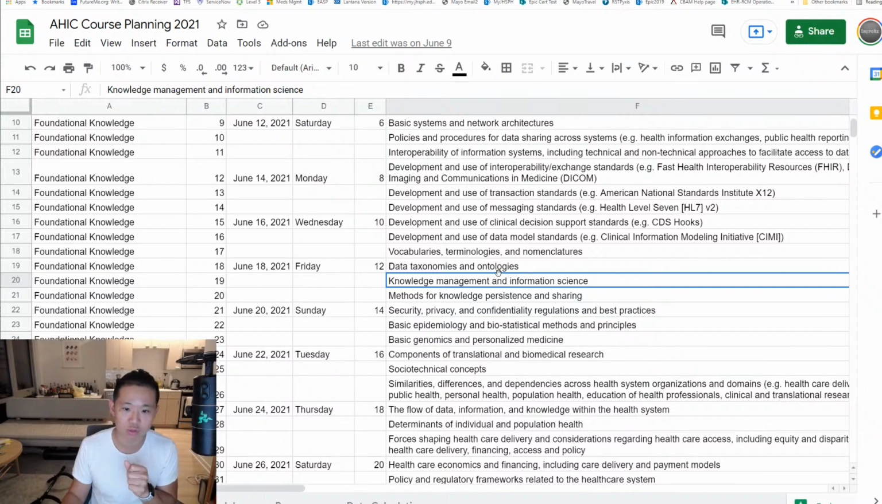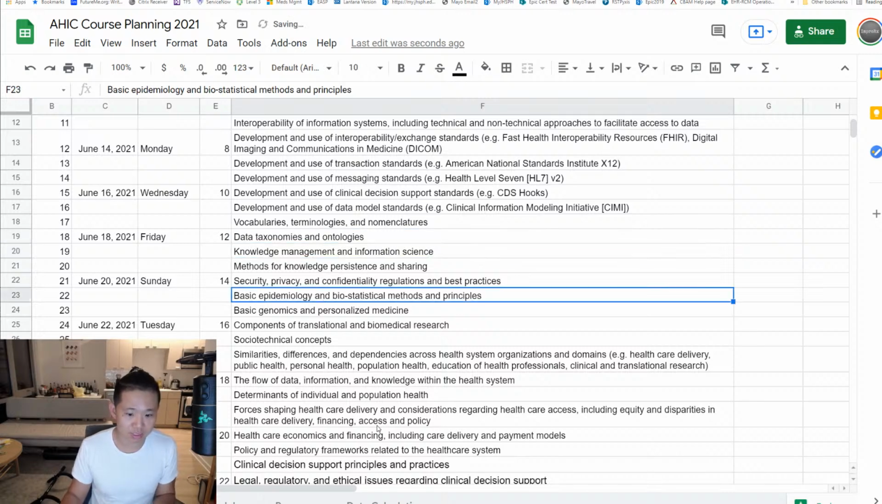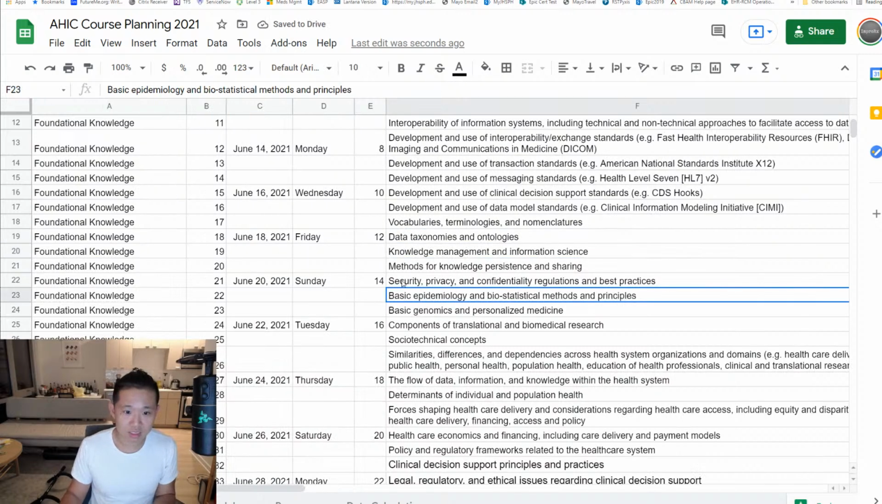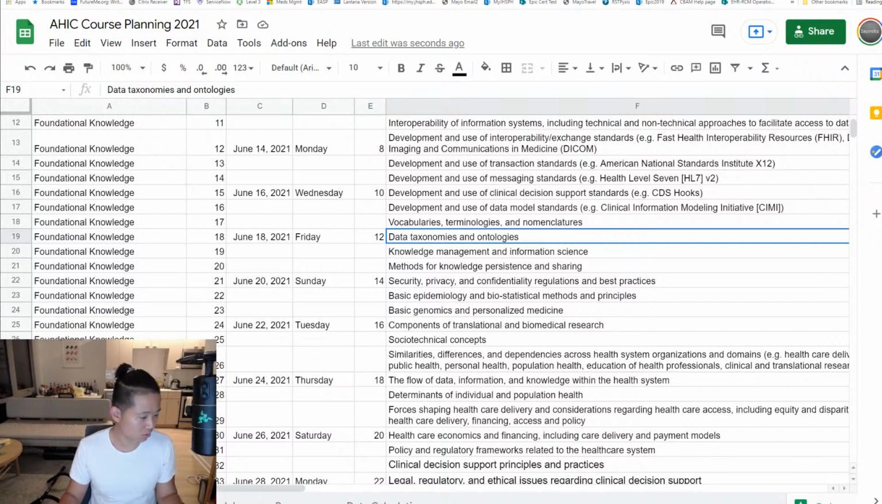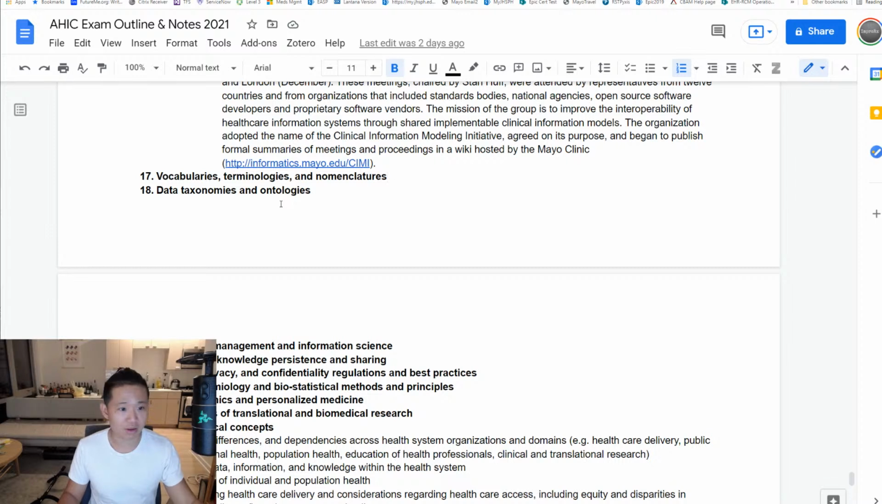Today we're doing chapters 12 and 13, which I just completely messed up. Let's see here, 12. Oh, there you go. Audio checks are good. Oh, I said that wrong actually. Today we're doing chapters 17 and 18. Chapter 17 is Vocabularies, Terminologies, and Nomenclatures, and chapter 18 is Data, Taxonomies, and Ontologies. Should be a pretty fun chapter.